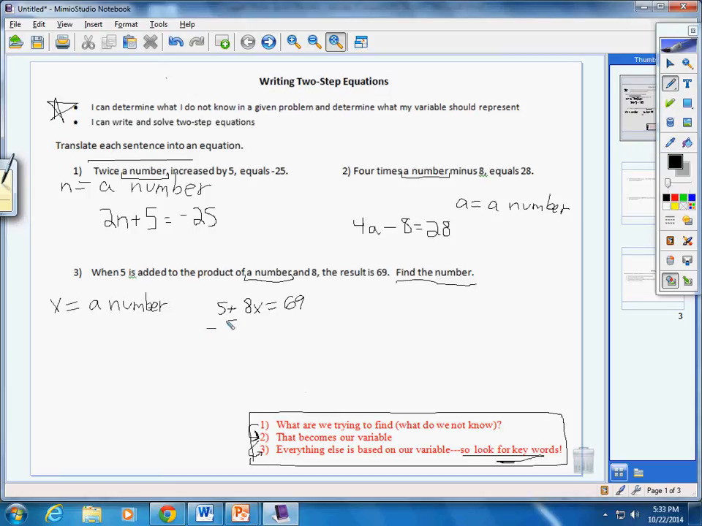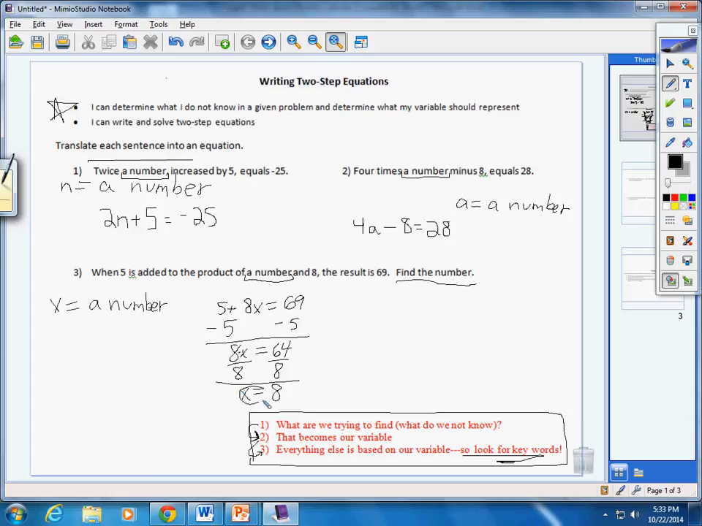Remember, let's get rid of everything that's not attached to our variable first. Here we go. I'm getting a little better at this writing thing. There's 8x. 69 minus 5 is 64. And we're finally left with one final step. How do you undo 8 times x? How do you undo that multiplication? You divide by 8. So here's this, and you're left with x is equal to 8.